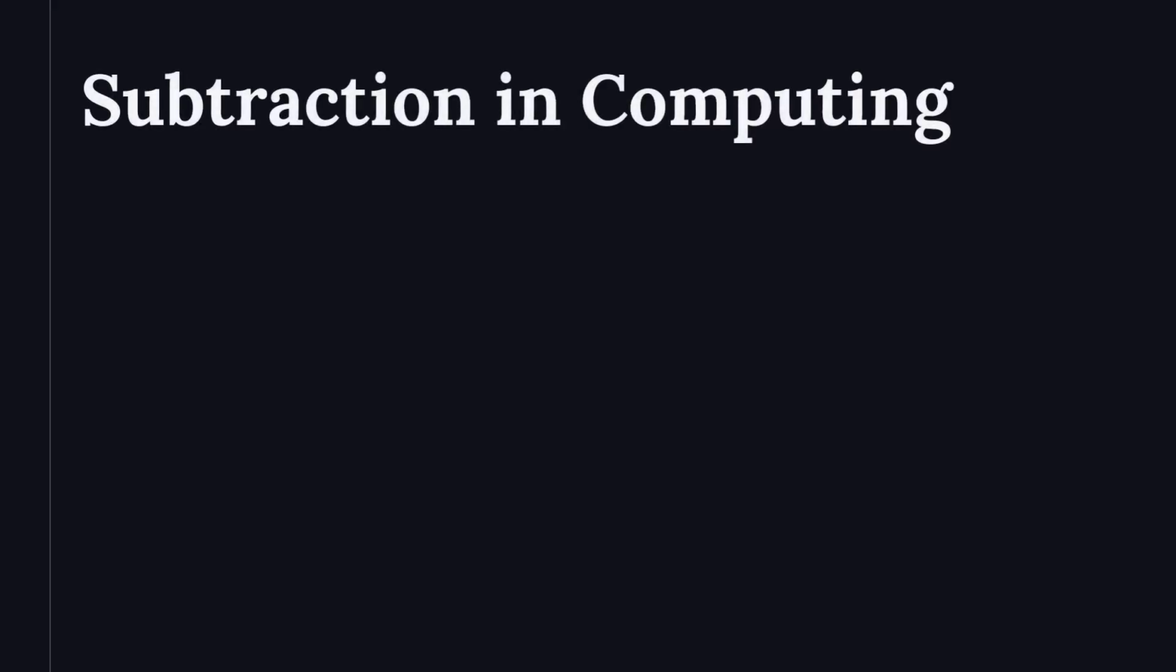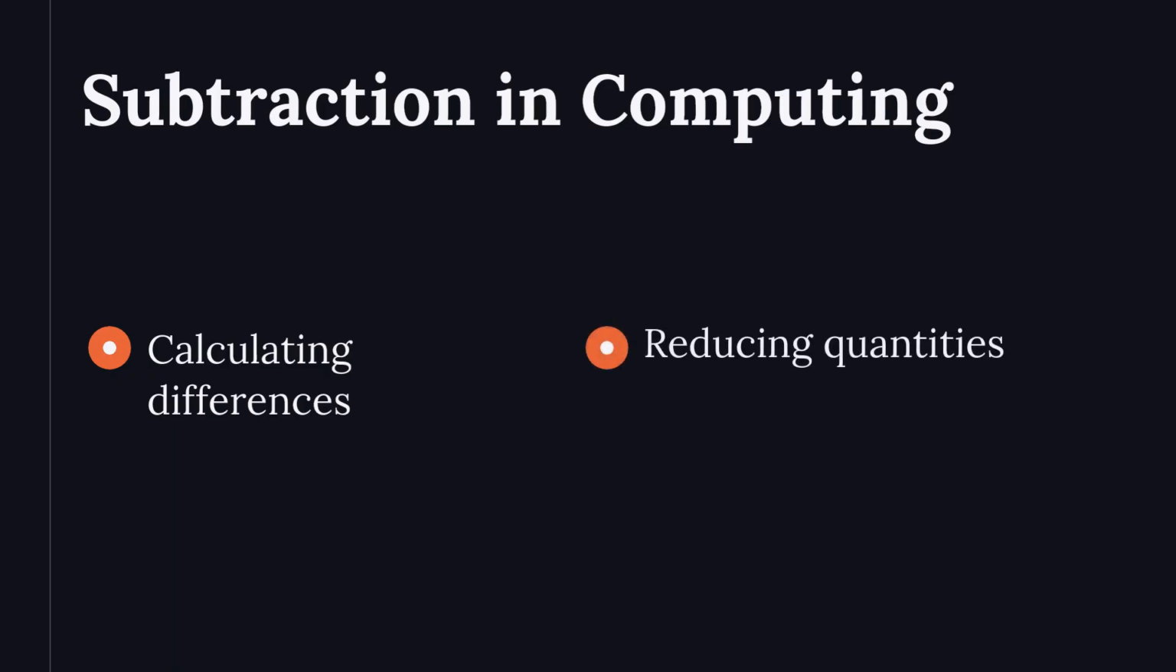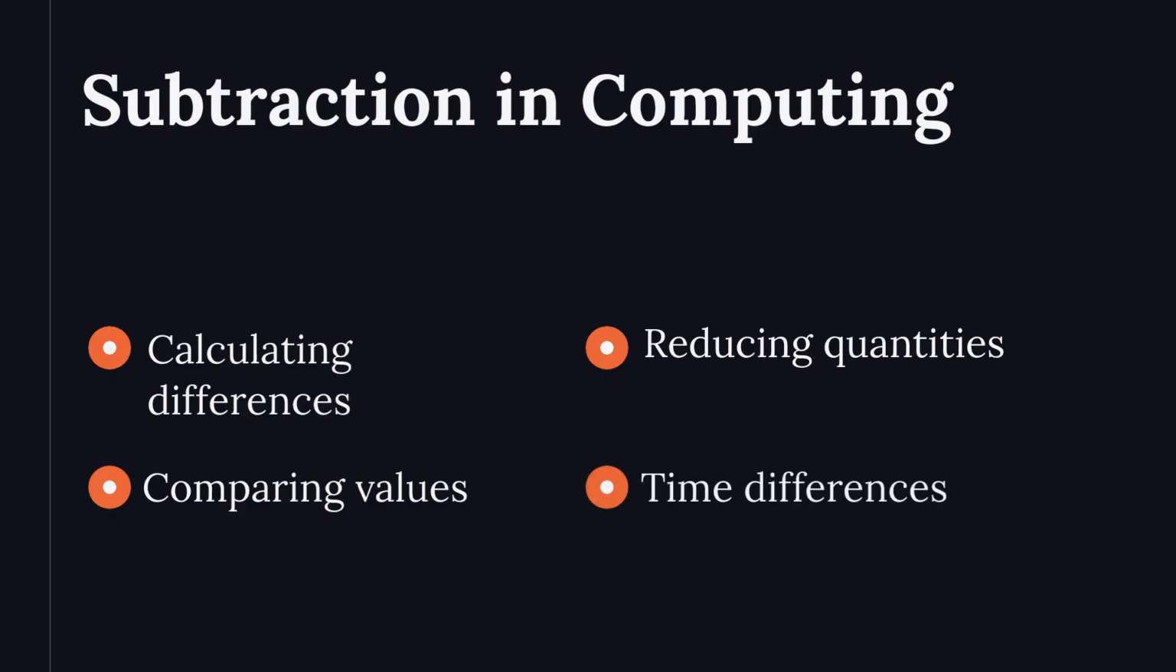Subtraction calculates differences and is essential in computing. It's applied in reducing quantities and comparing values. Common use cases include calculating time differences and determining reductions. In algorithms, subtraction is used for distance calculations. Understanding subtraction aids in effective problem solving.